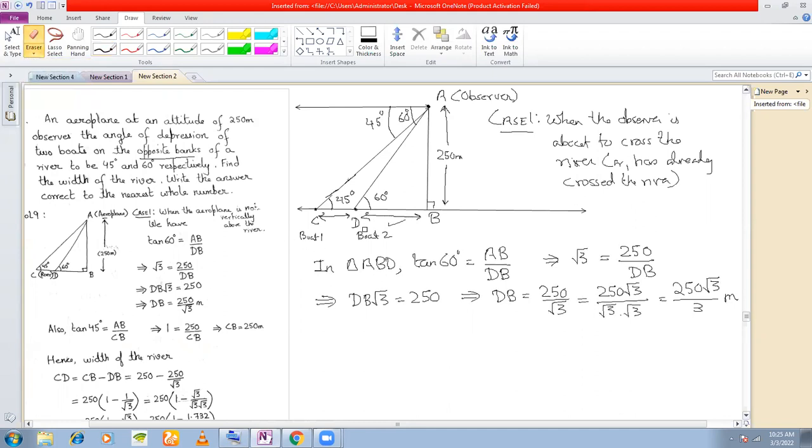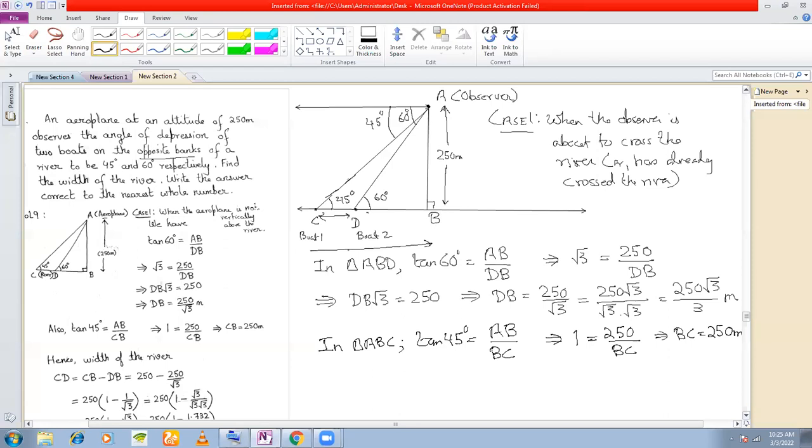Now we use the triangle ABC. We use tan 45 is equal to AB by BC. Tan 45 is 1, AB is 250 divided by BC. That means BC is 250 meters, right? So you've got this length also. So what should be the width of the river?